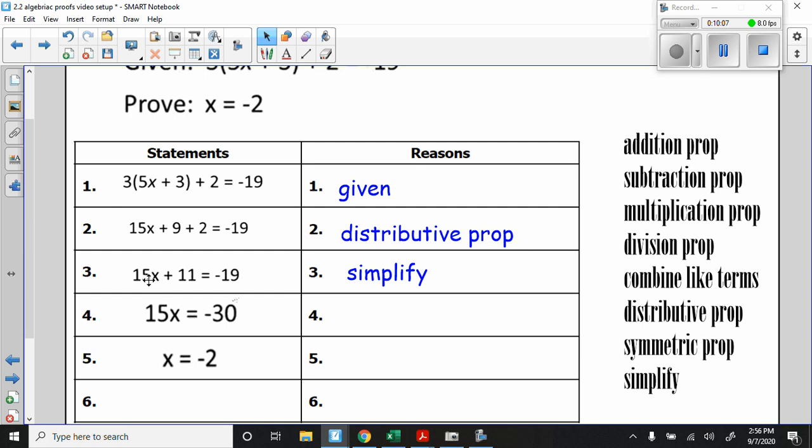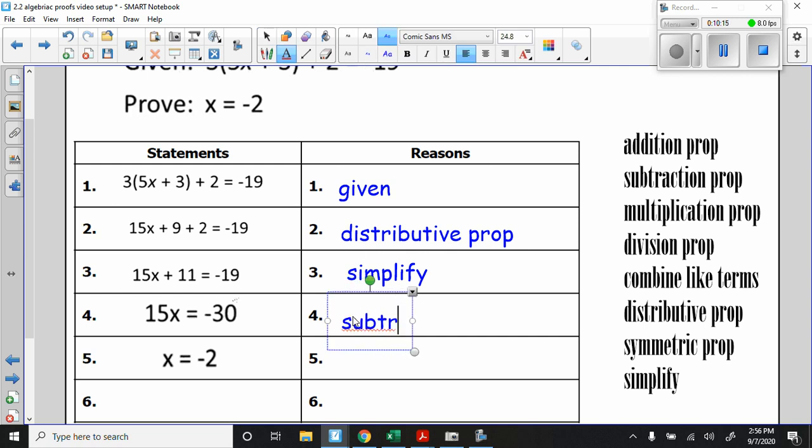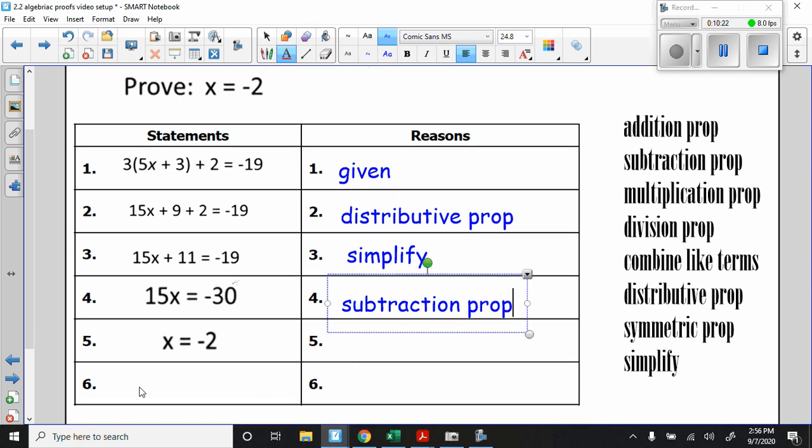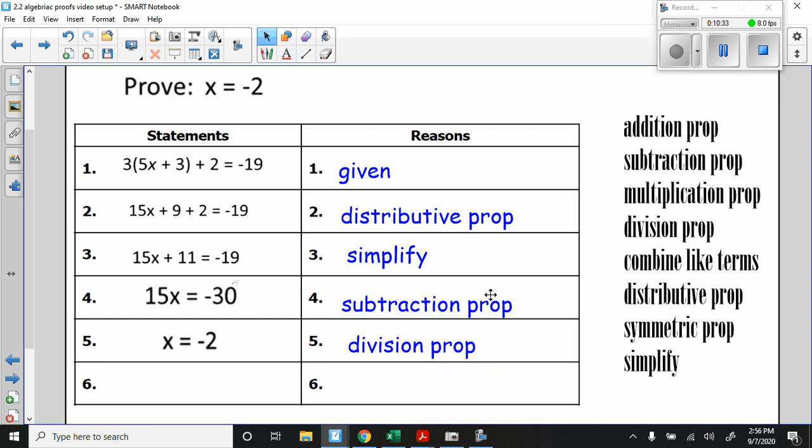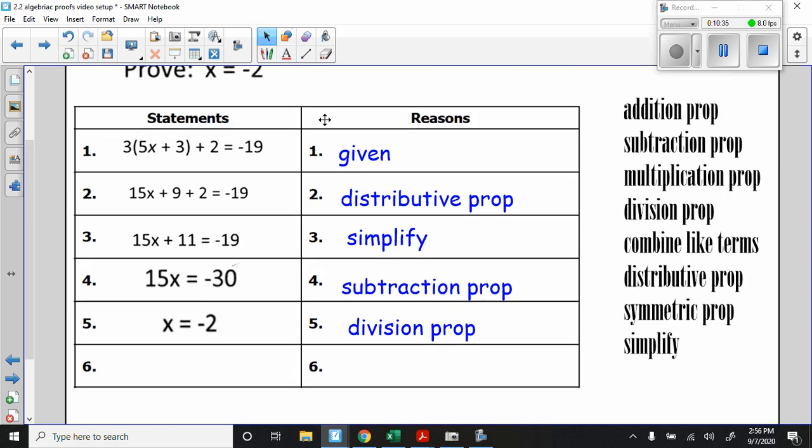Okay, so how did they get from here to here? It looks like they moved that 11 over by subtracting it, and I would say the subtraction property of equality, but I'm just going to say subtraction prop to save some time. Then the last step would be division property. I hope that wasn't too bad. If you need to pause, do so, but I'm going to move on to try to cut this time down.